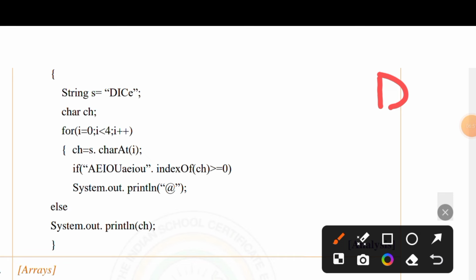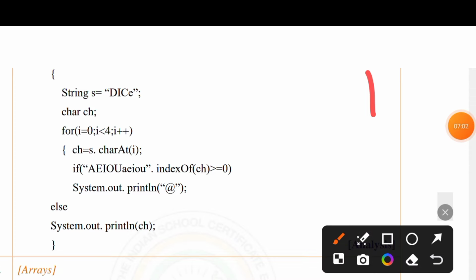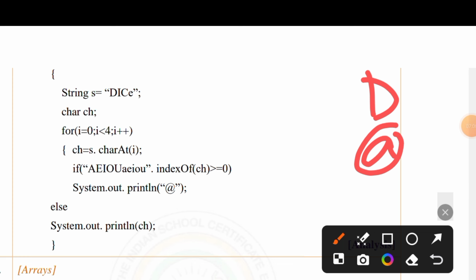Next time i++, it becomes 1. So what is on the first index? That is I, which is a vowel. Condition is true. When the condition gets true, what will be printed? Then the @ symbol will be printed. Next time we look for C, it is not a vowel, so again C will be printed as it is. Next time we have small e, and small e is present there. Condition is true, so again the @ symbol will be printed. So this is basically done in this code.